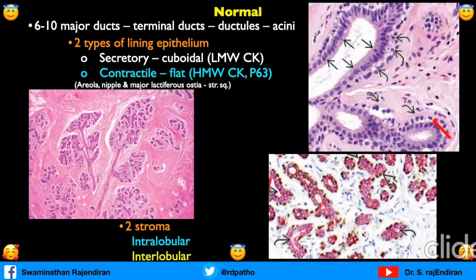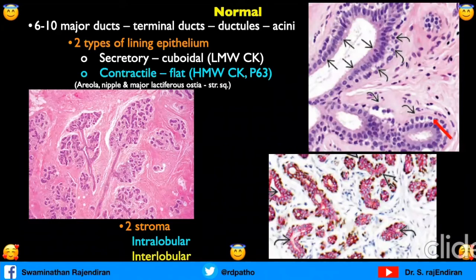There are only very few rare conditions where you see both epithelial and myoepithelial proliferation. In a breast cancer, an epithelial cancer, you should not see the myoepithelium. That is very, very important. Immunohistochemically, the secretory cells are positive for low molecular weight cytokeratin, whereas the contractile cells, the myoepithelial cells, are positive for high molecular weight cytokeratin and P63 and its cousin P40.